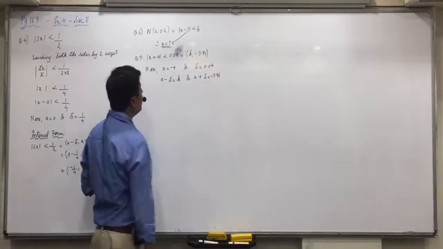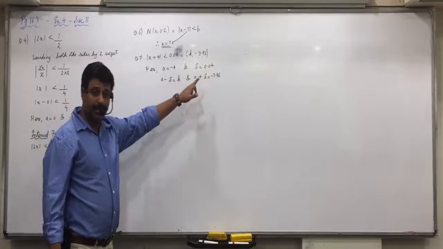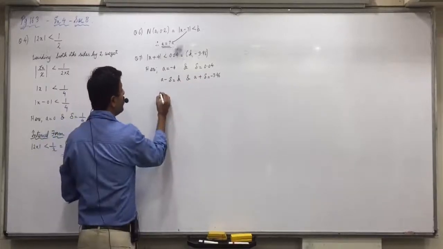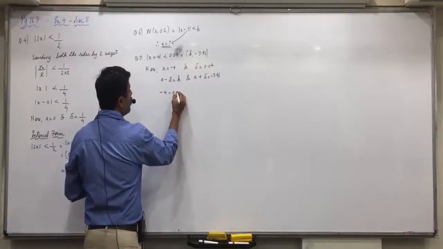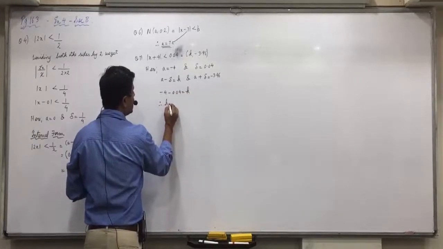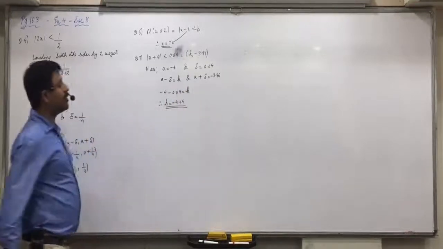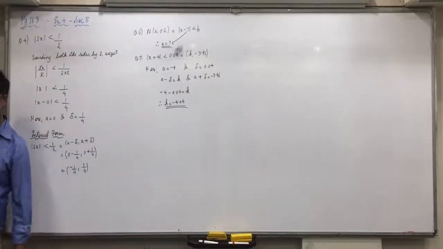Now you are asked the value of k. So from the first equation, can we get it or not? A is also there, delta is also there. Okay. So -4 minus 0.04 equals k. Means k is minus 4.04. Second equation is not needed. Is everyone clear with it?